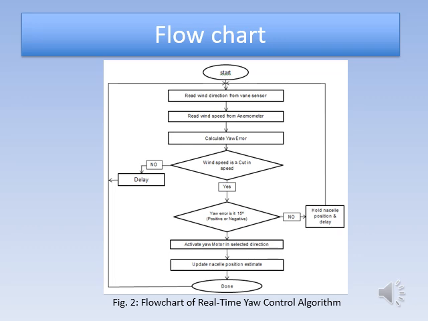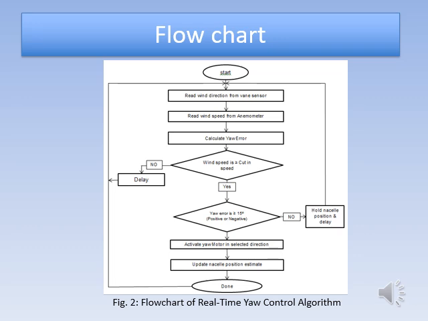This flowchart illustrates the control algorithm for an automatic yaw adjustment system used in wind turbines. The process begins by reading the wind direction from a wind vane sensor and wind speed from a wind anemometer. It then calculates the yaw error, which is the difference between the nacelle's current orientation and the actual wind direction.